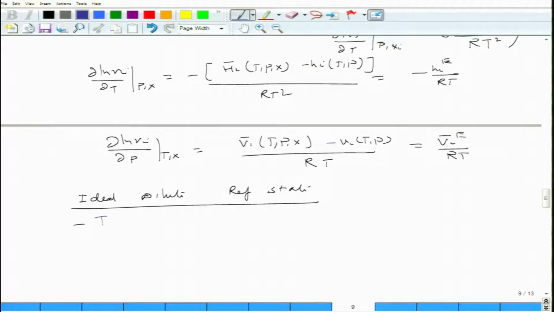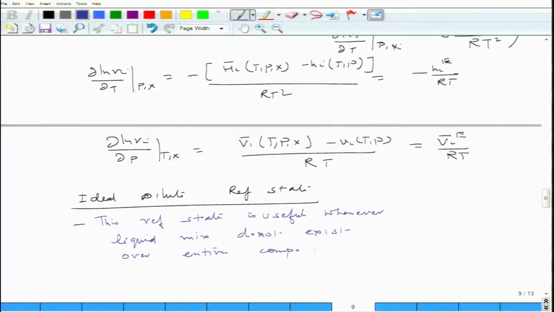So, this is useful whenever liquid mixtures do not exist over the entire composition range. For a given temperature, one of the fluids may remain as a liquid in the pure state, but the other one may not. It may remain in a supercritical state. The Raoult's law sense is valid when the system remains in the liquid phase from 0 to 1 composition. Otherwise you have to come up with a kind of fictitious reference state if you want to use Raoult's law as a reference state.